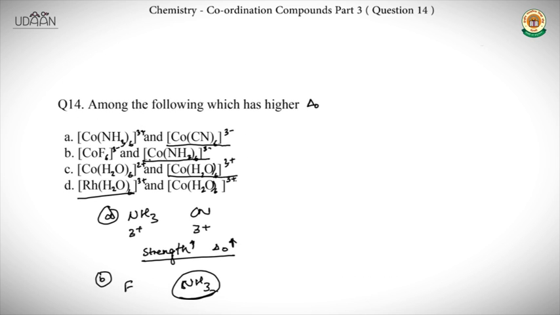So in this question, the important concept to keep in mind is the dependence of delta O, or CFSE, the field splitting energy, on the strength of the ligand, on the elements present in the different groups of the periodic table, and also on the charge on the central metal ion.